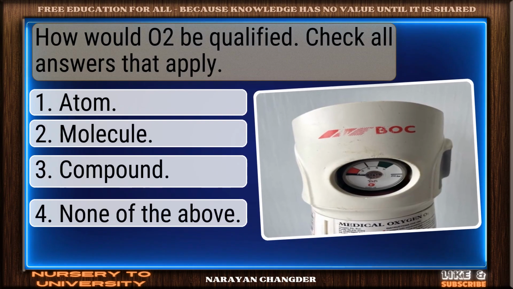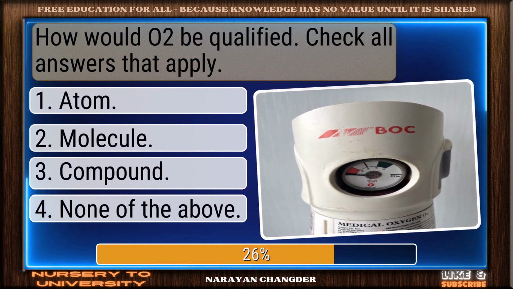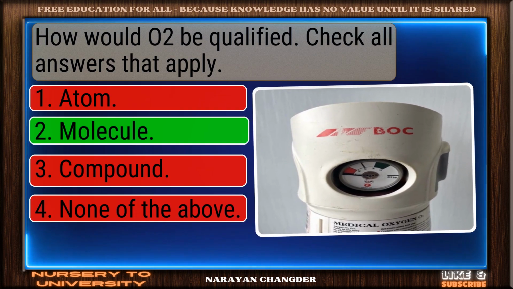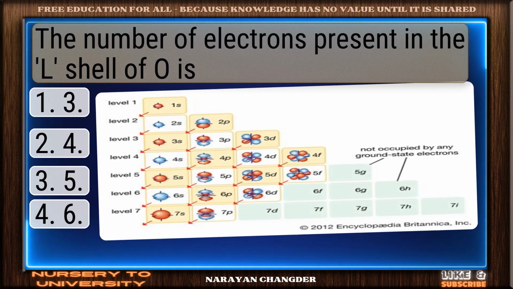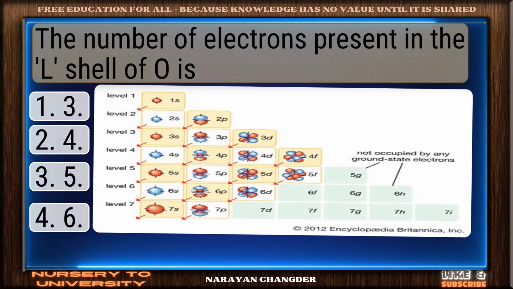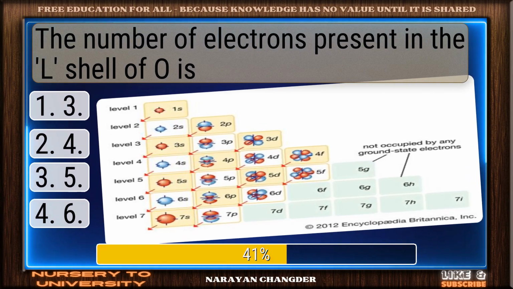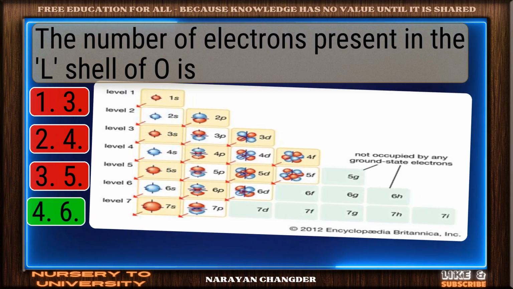Question number 112. How would O2 be qualified? Check all answers that apply. You got it. Your choice molecule is right. Question number 113. The number of electrons present in the L shell of O is. Great job, 6 is the accurate answer.